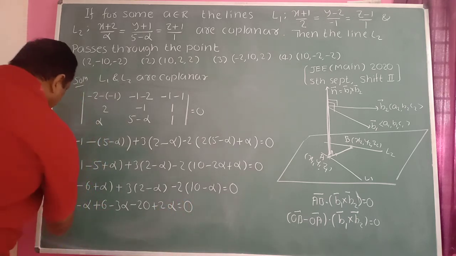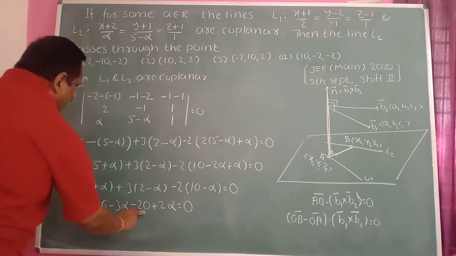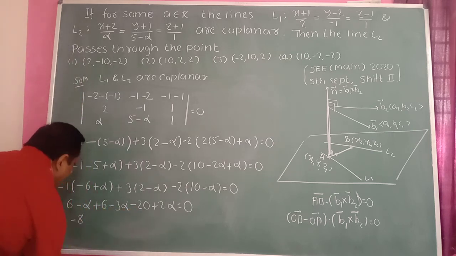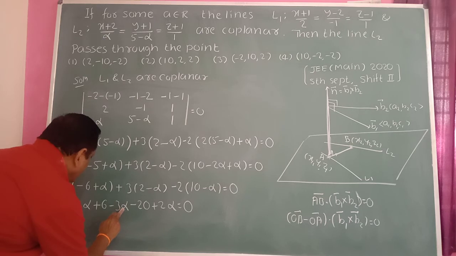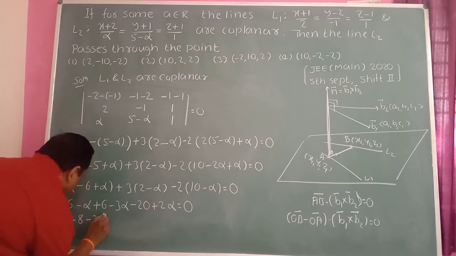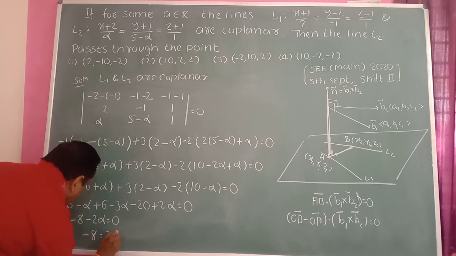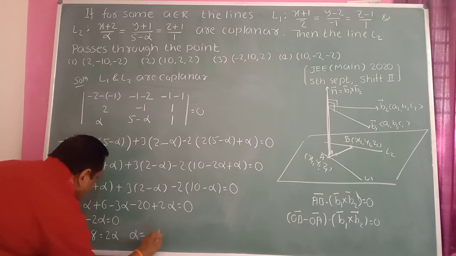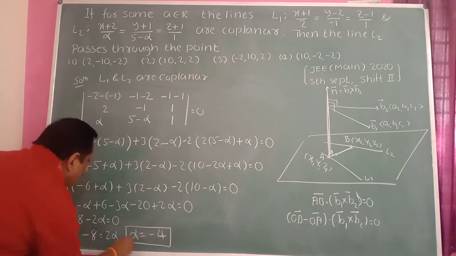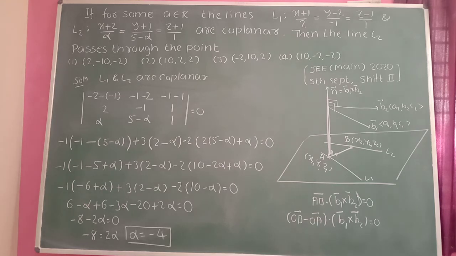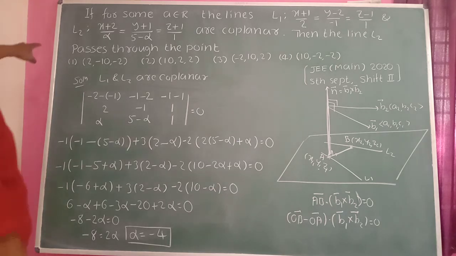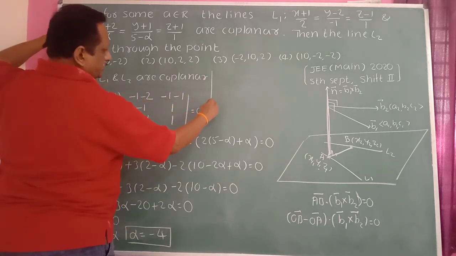Then 6 plus 6 becomes 12, and 12 minus 20 gives minus 8. Minus 3 alpha minus alpha is minus 4 alpha, minus 4 alpha plus 2 alpha gives minus 2 alpha, equal to 0. Minus 8 is equal to 2 alpha. Therefore the alpha value is minus 4. So put alpha equal to minus 4 in L2.